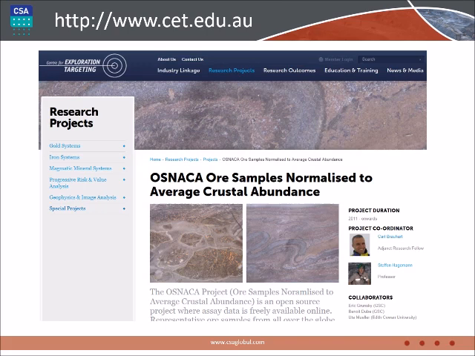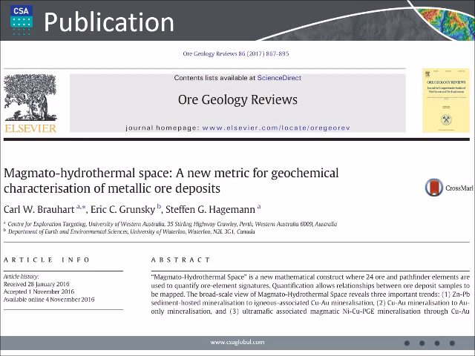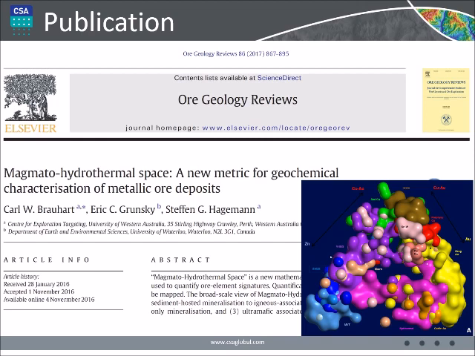That's our maiden publication in Ore Geology Reviews. What I was wanting to do was create a number space where we could express all of the variation in nature for metallic enrichments. And this paper really can be condensed into this diagram here, which is something which we'll be returning to later on in the talk. It's a 3D model, which is a simplification of magmato-hydrothermal space. And magmato-hydrothermal space is just a multi-dimensional space defined by your ore and ore-associated elements. We've simplified that down to the most important three dimensions and made a three-dimensional model.